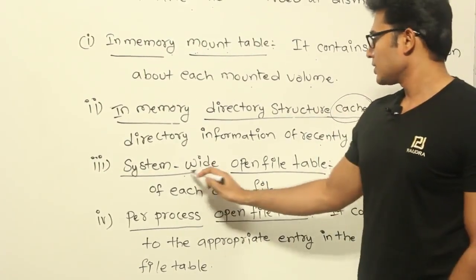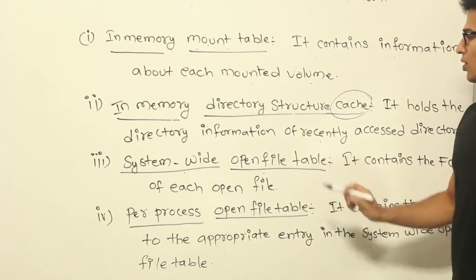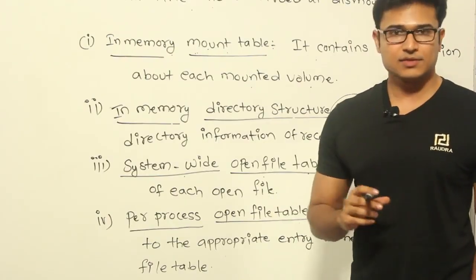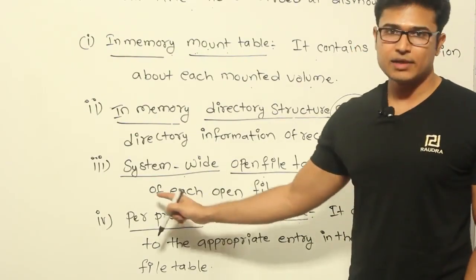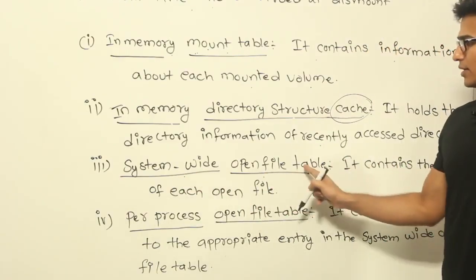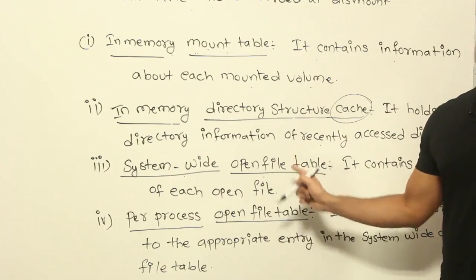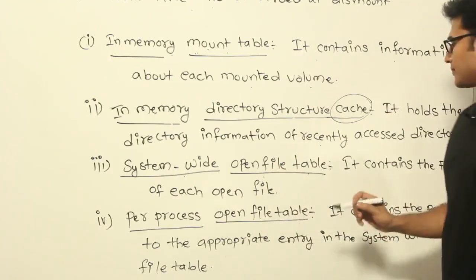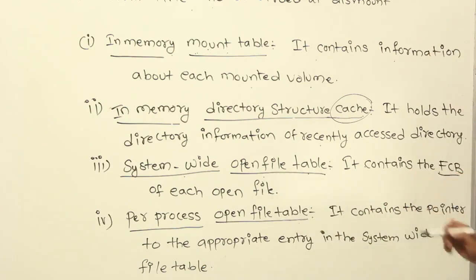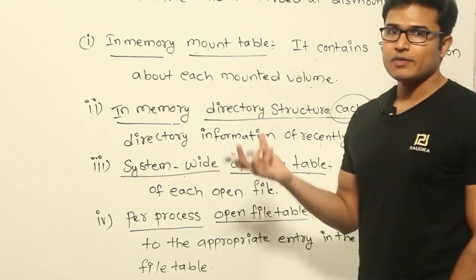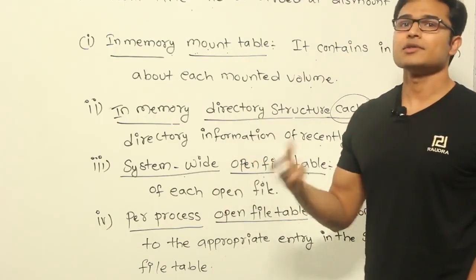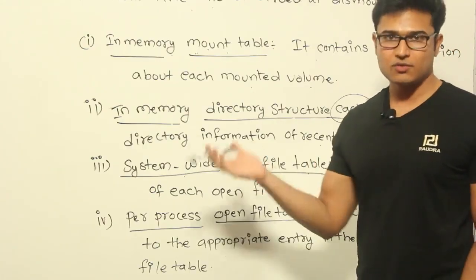And the next one is the system-wide open file table. Now in the entire system, you might have opened some files from various devices, right? Now what are all the open files? That list will be maintained in this. The system-wide open file table is going to contain the information about all the files which are currently opened by the operating system. It contains the FCB of each open file, right? What is FCB? File control block. It gives the information about the entire file. If a file is already open, you should know about it, and you should know the status of it, because if you want to access it again by some other process, you have to look at it, okay?